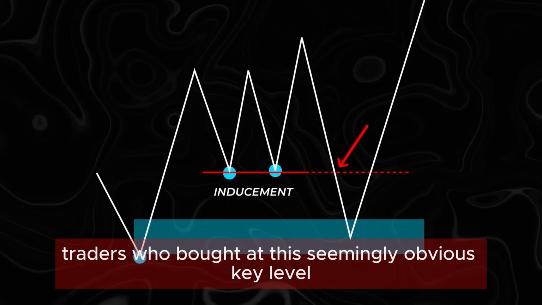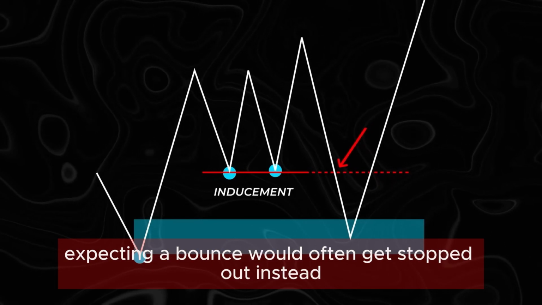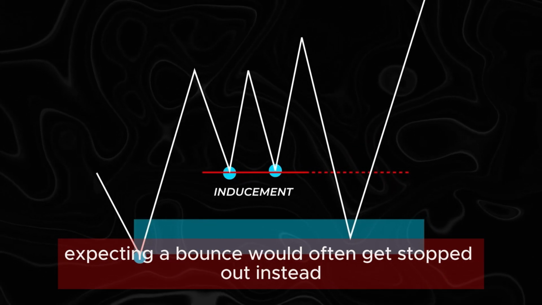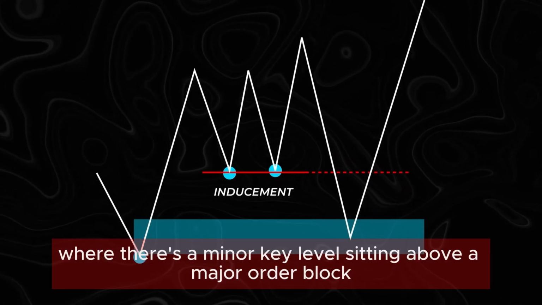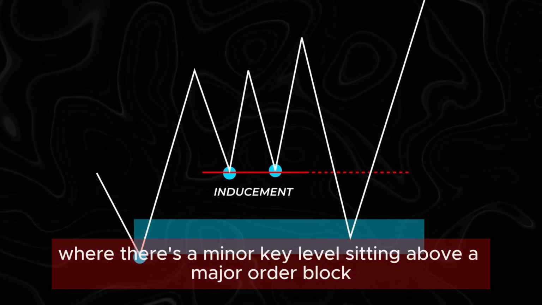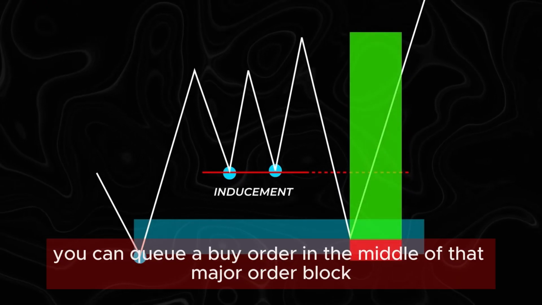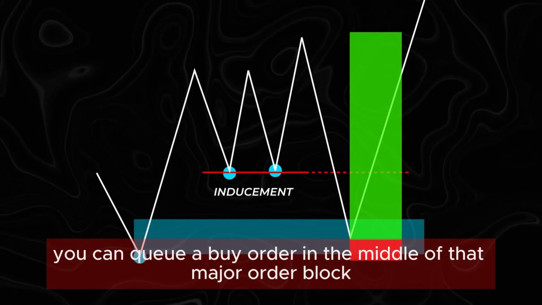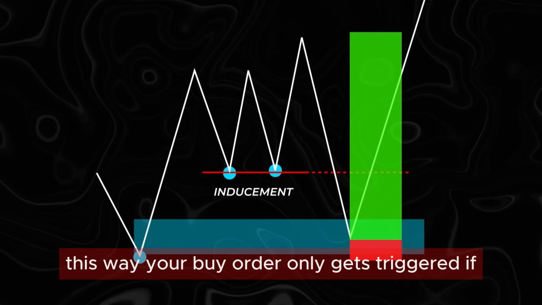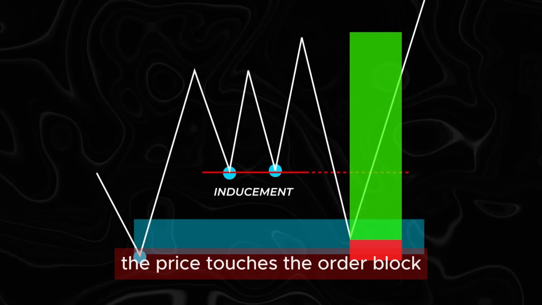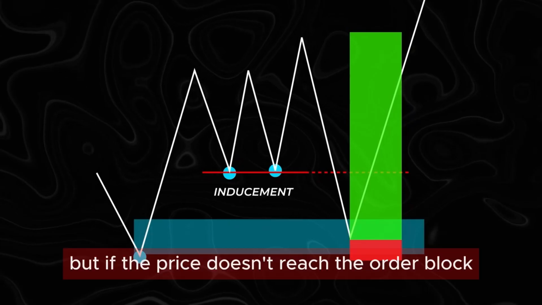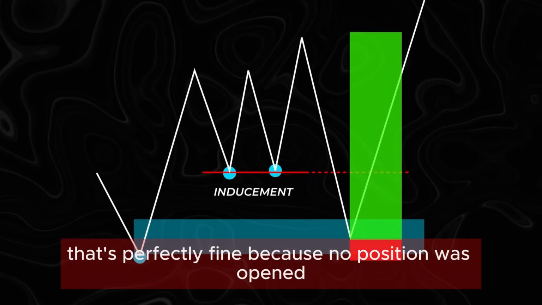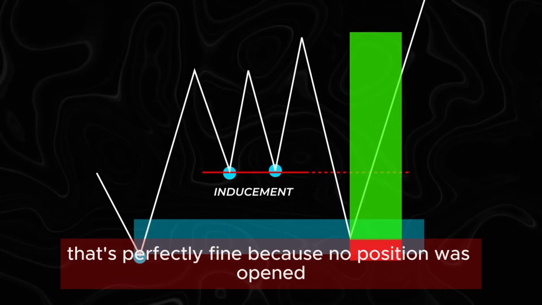Traders who bought at this seemingly obvious key level, expecting a bounce, would often get stopped out instead. So, if you spot a setup where there's a minor key level sitting above a major order block, you can queue a buy order in the middle of that major order block. This way, your buy order only gets triggered if the price touches the order block, offering you a high reward trade. But if the price doesn't reach the order block, that's perfectly fine because no position was opened.